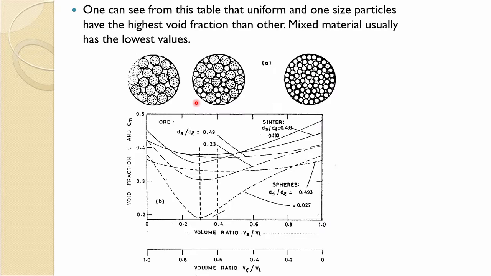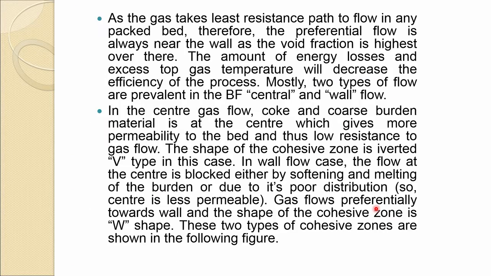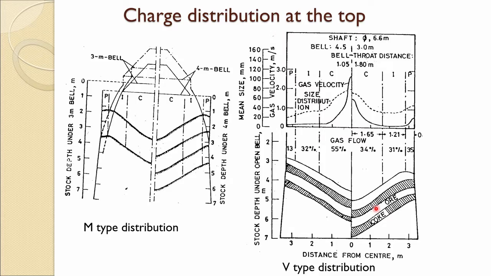And as we saw in this figure, the minimum fluidization velocity for coke is 2.9, for pellet is 2.2, and for sinter is 2.5. So, there is not much difference really, because the coke size is quite high, almost 4 times that of the pellet, and that is one of the reasons. Otherwise, coke can easily fluidize, since the density of coke is very low, 525 bulk density, and for the pellet it is 2150. So, that is the main difference.